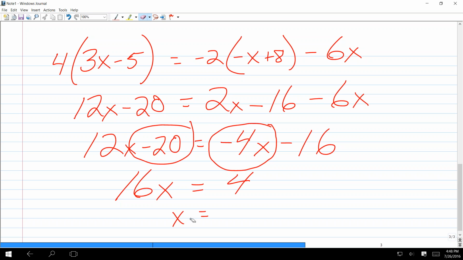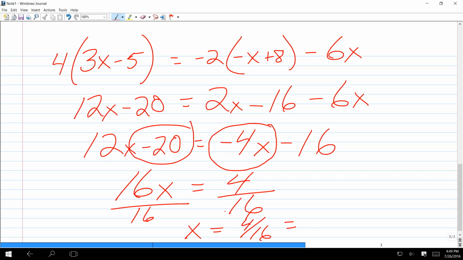And again, the way they're going to teach you this, or probably already have taught it to you, is to do this. And that leaves x equal 4/16. Simplify that. What's 4/16 equal to? 4. 16/4 would be 4.